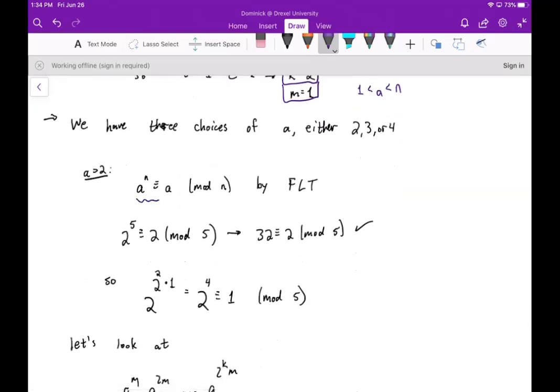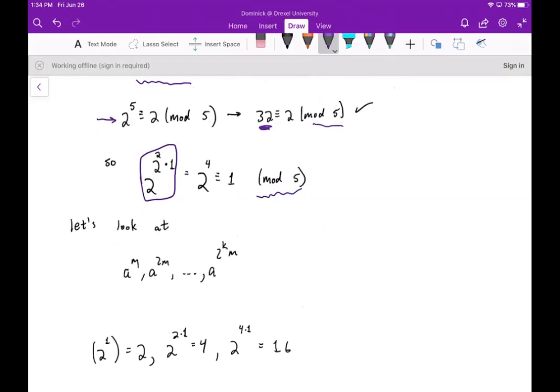So if a is equal to 2, well, then a^n should be congruent to a mod n by Fermat's little theorem. And of course it is, because if you look at 2 to the 5th, that's equal to 32, which is 2 mod 5. So of course that still holds here, right? And that means that 2 to the 2^k times m, which in this case is 2 squared times 1, is equal to 2 to the 4, is 1 mod 5.